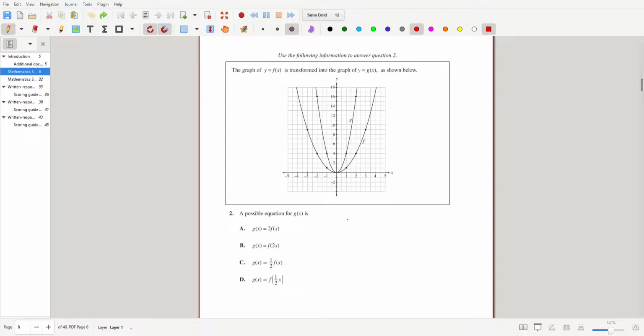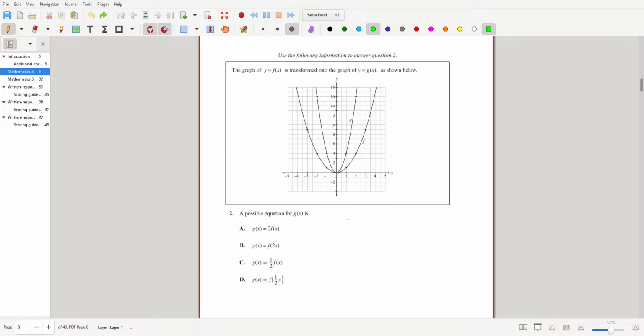Hello. So now we are on to multiple choice number 2 on the practice test 2 for Math 30-1. For this question, we are given two graphs, or two functions, f of x and g of x. They are both parabolas, and we want to find out the equation for g of x.